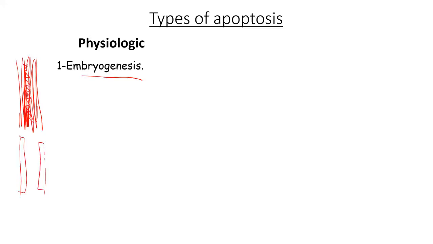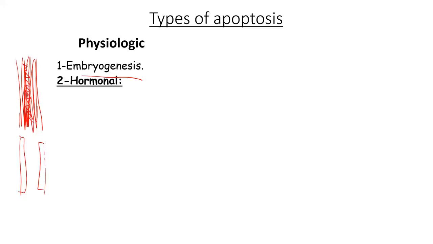The physiologic types of apoptosis occur during embryogenesis. What's embryogenesis? You remember from embryology that you form the organs. For example, the GIT is formed of a solid tube. When GIT is formed, it is a solid tube. To form the lumina, you have to lose the cells in between. So you just remove the cells in between by apoptosis, and then you get a tube. This is embryogenesis and organogenesis.